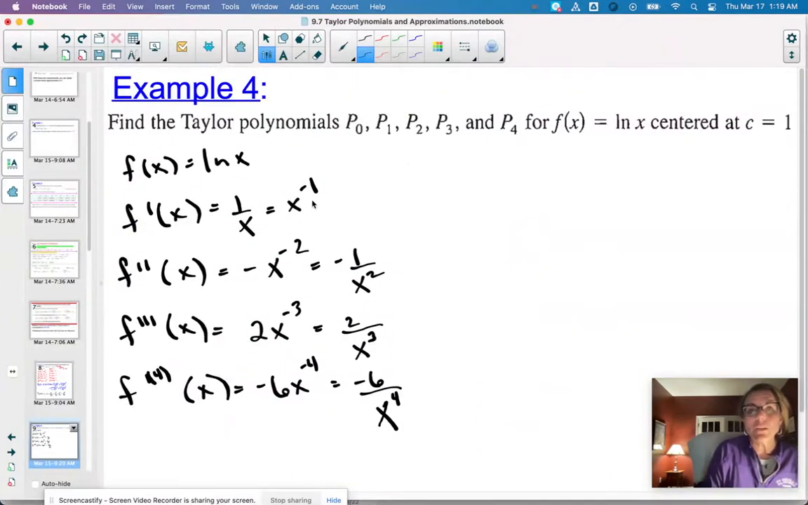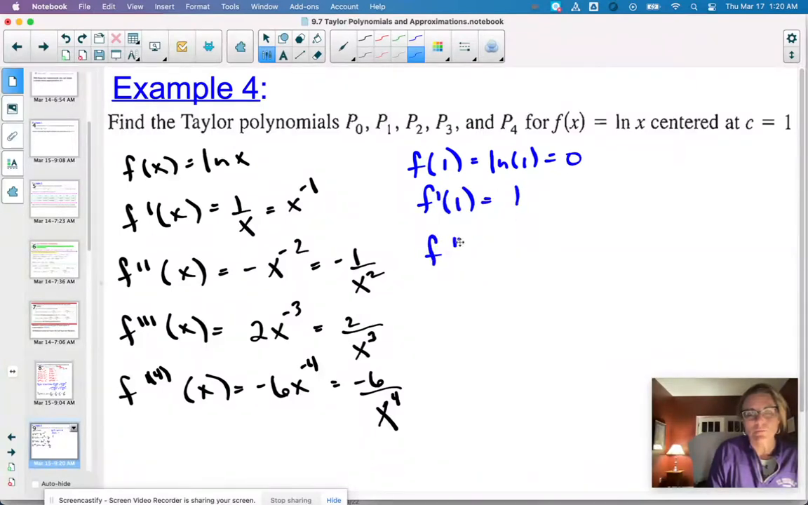Now we're going to evaluate all of those, not at 0 like we did before, but at 1 because c is equal to 1. So that's what we're plugging in for x. So f of 1 is ln of 1, which is 0. And that's just going to be 1. That's going to be -1. It's going to be 2.